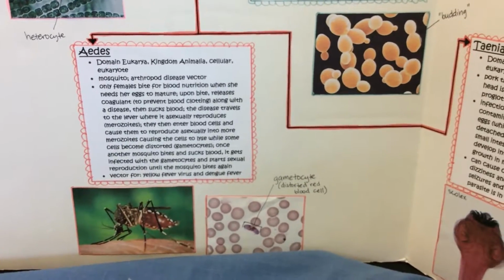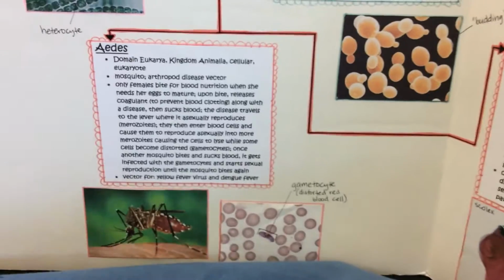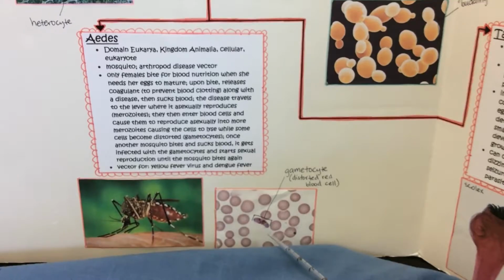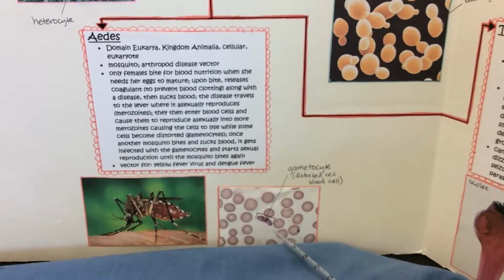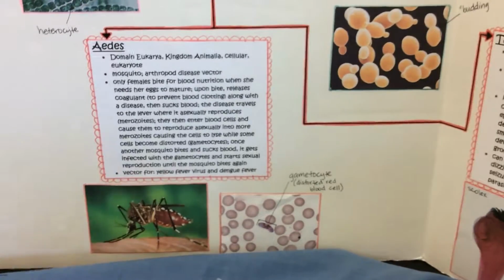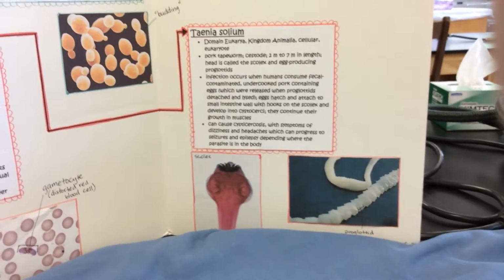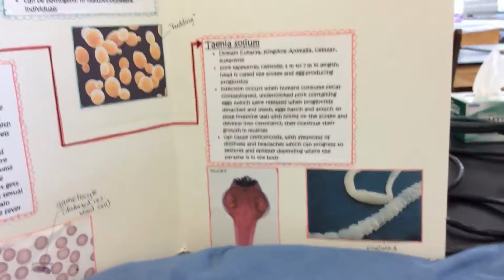Another important genus of mosquitoes are the Anopheles mosquitoes, because they carry the pathogen we call Plasmodium, which causes malaria. So that's another really important arthropod vector. And one more little animal of interest over here are parasitic worms. We'll be looking at Taenia solium, the pork tapeworm.